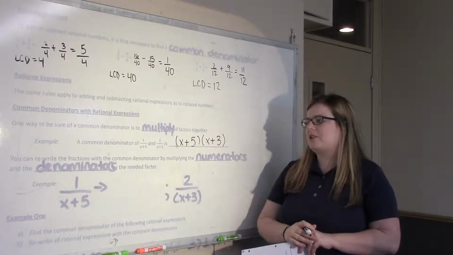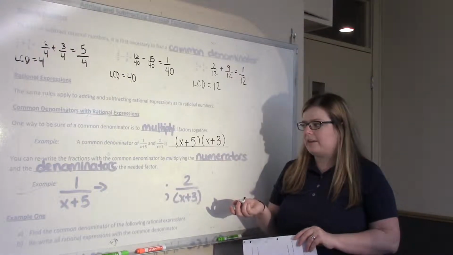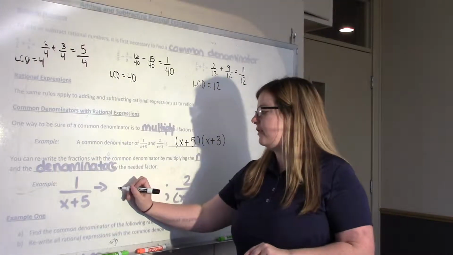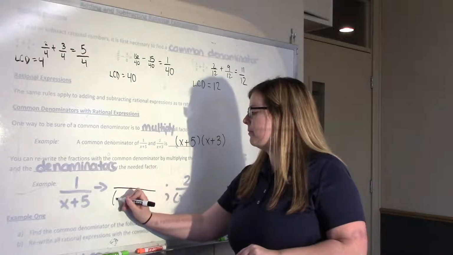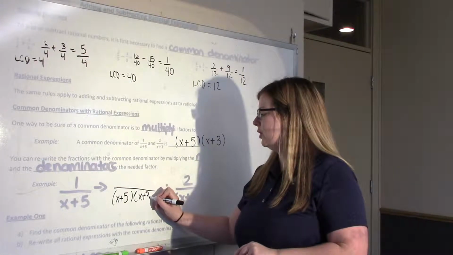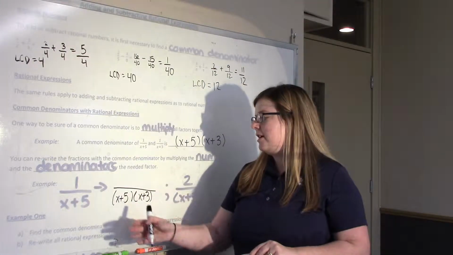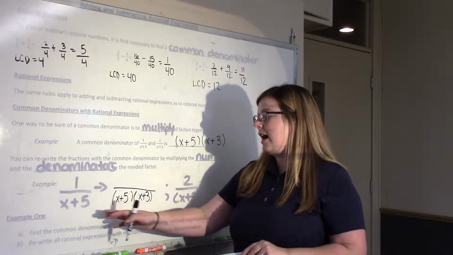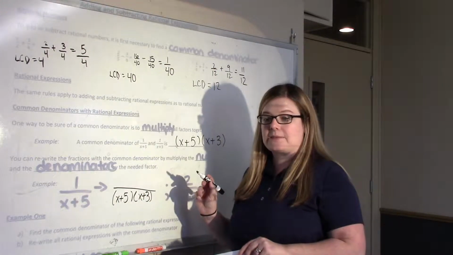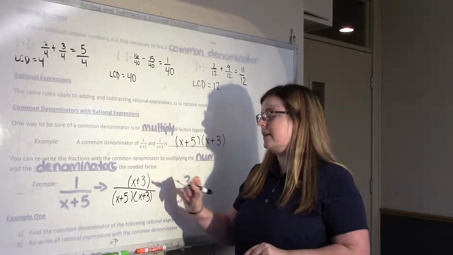You can rewrite fractions with the common denominator by multiplying the numerators and the denominators by the needed factor. So to get from 1/(x+5) to our new expression, remember your new denominator is (x+5)(x+3). So again, you just think about it the same way. To get from x+5 to (x+5)(x+3), I multiplied the bottom by x+3. So that means I need to multiply the numerator by x+3 as well. So 1 times (x+3) is just x+3. So there you go.